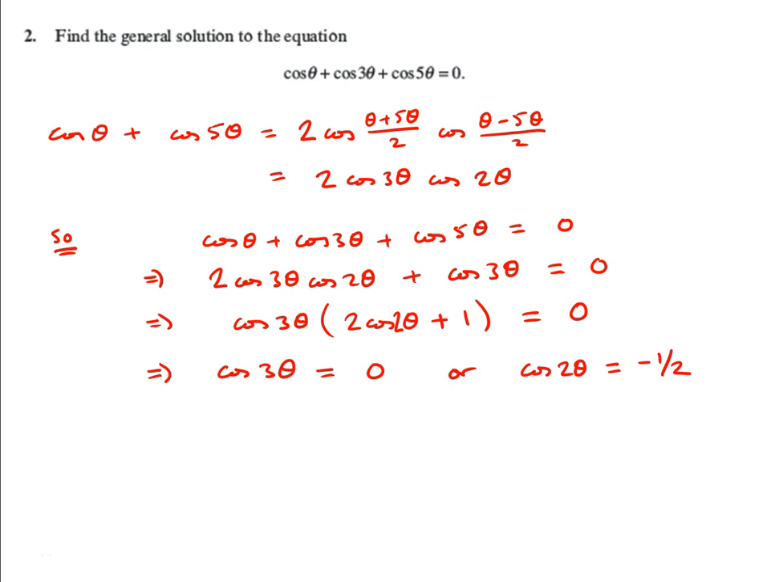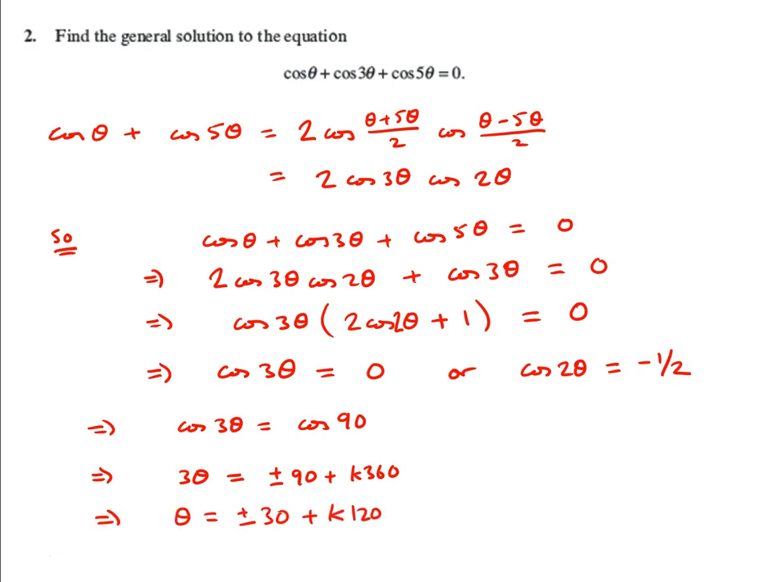The question doesn't make it clear whether we have to use degrees or radians, so it's up to ourselves to make that choice. In this case, I'm going to use degrees. Now, cos 3 theta equals 0. Well, I know that 0 is the same thing as the cosine of 90. So I've got cos 3 theta is the same thing as cos 90. That means that 3 theta is either 90 plus k 360 or minus 90 plus k 360. That's just using the general solution of the trig equation cos theta equals cos alpha. So we can say that 3 theta is plus or minus 90 plus k times 360, where k is an integer. Divide through by 3. That gives me theta equals plus or minus 30 plus k times 120.